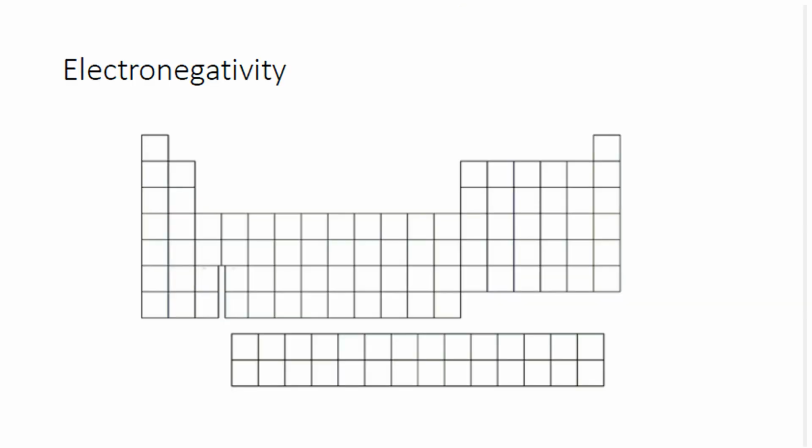So, again, I gave y'all the periodic table. The thing that I want you to do is go ahead, cross out that last column because remember, electronegativity doesn't use the noble gases. So over here, I'm going to put fluorine in that box because fluorine is our highest.